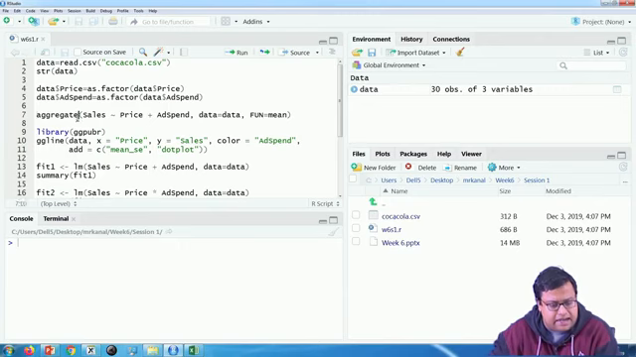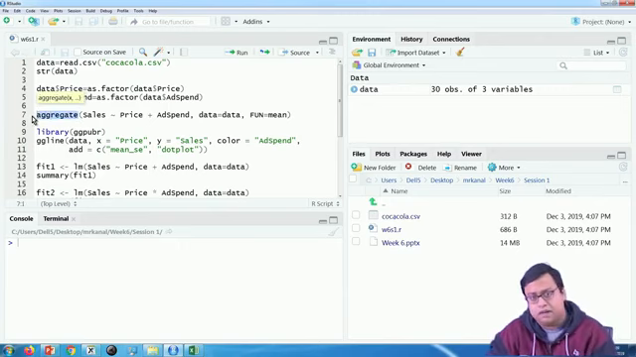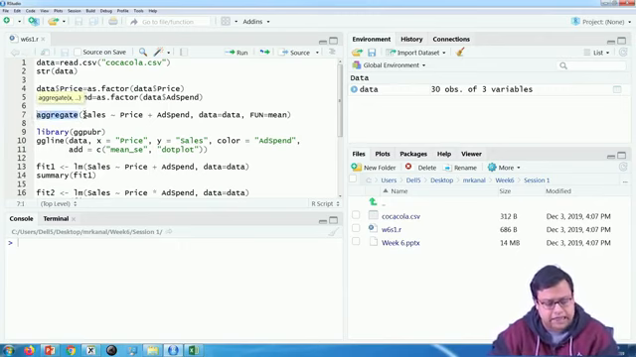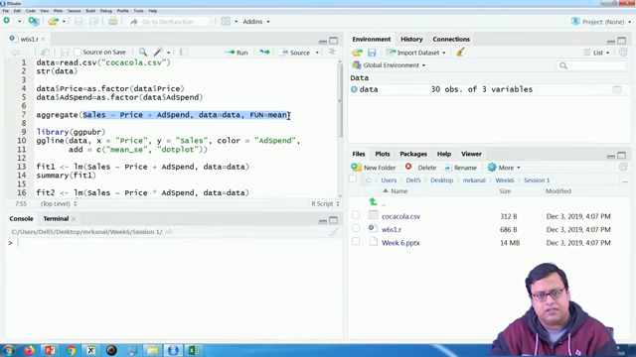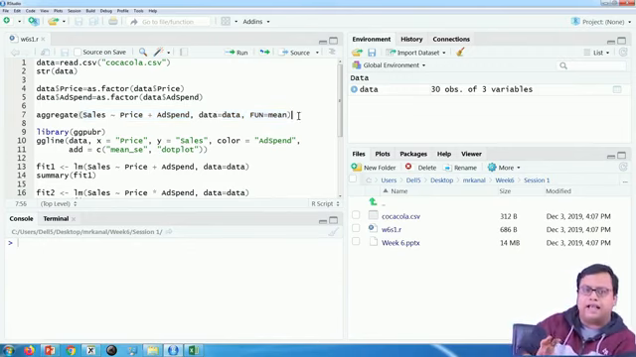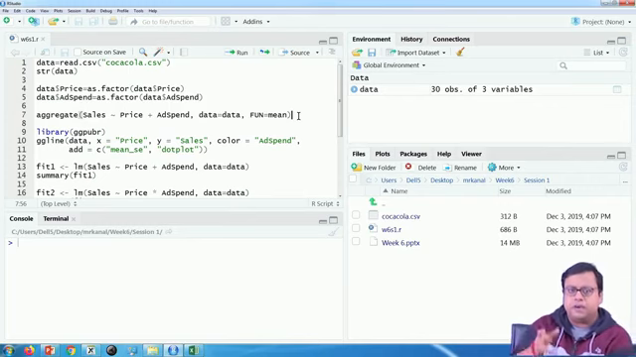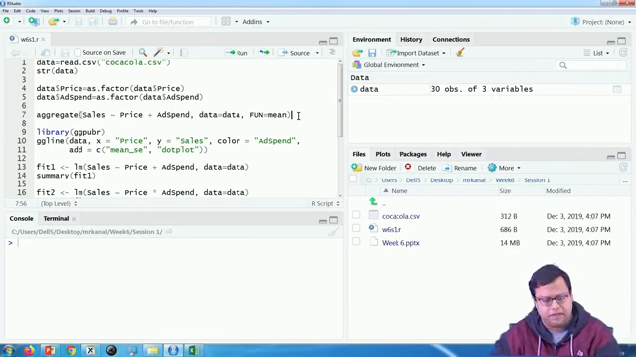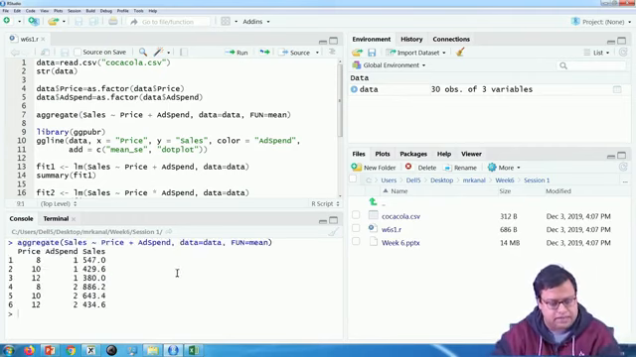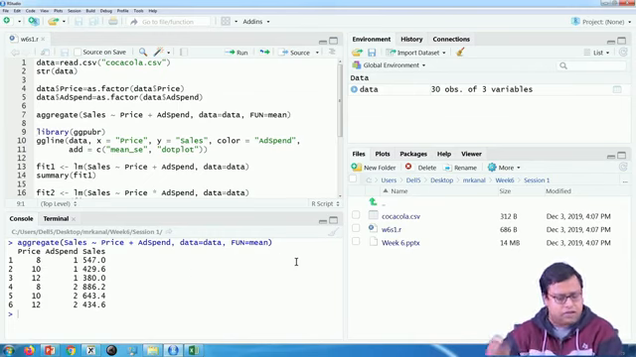So, what did I write? I write the aggregate function. You can also use dplyr if you know. Aggregate sales tilde price plus ad spend, data is equal to data, and FUN, that means function, is equal to mean. So, for every price and for every ad spend, you pick up the sales from the data set and then give me the mean. If that is done, this is what the result comes up, and we have to understand this properly.